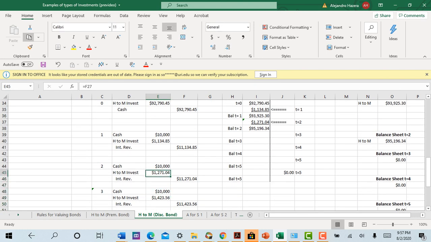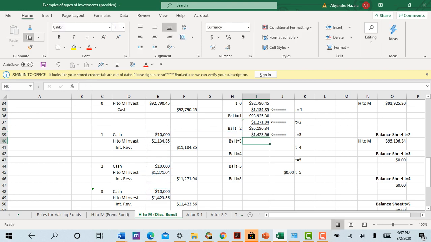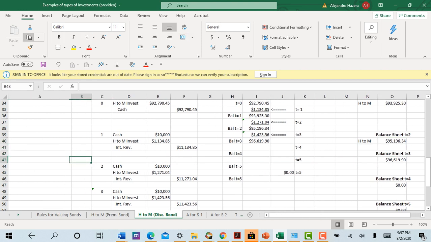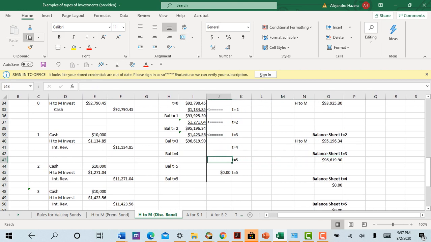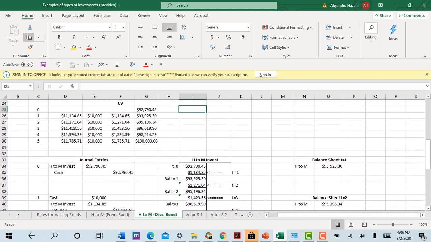1423.56. Okay, so we'll post that for year 3. For time equal to 3, we'll go ahead and post that 1423.56. So your new carrying value is $96,619.90, which will show up on your balance sheet right there. They didn't line up. There's nothing I can do about that. So your t equal to 3 balance sheet is $96,619.90. That's the same balance as in your t account, and it should also equal the carrying value for year 3 on your amortization table, which it does.